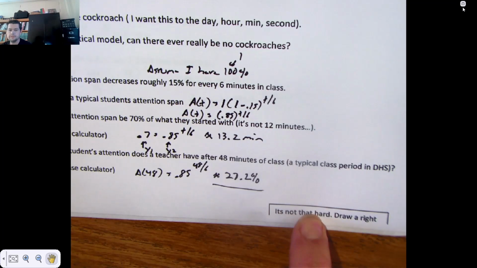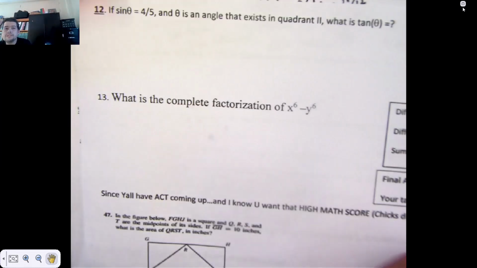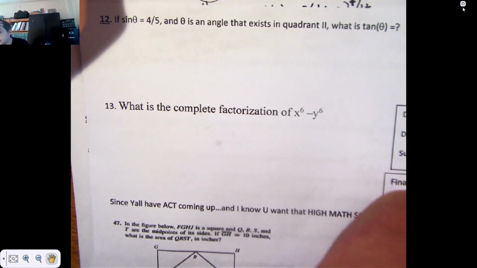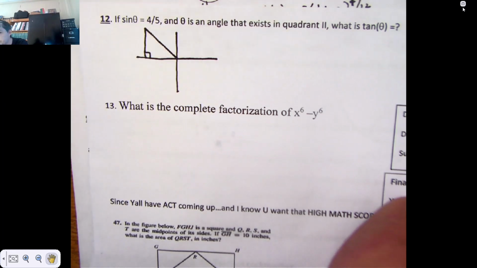This is supposed to be for the next one. It's not that hard. Draw a right triangle. So you're told in number 12, the sine of theta is 4/5, and theta is an angle that exists in quadrant 2. So what you do is you draw in quadrant 2 a right triangle, in such a manner that the right angle is formed with the x-axis. That's how you draw. You don't draw it any other way.